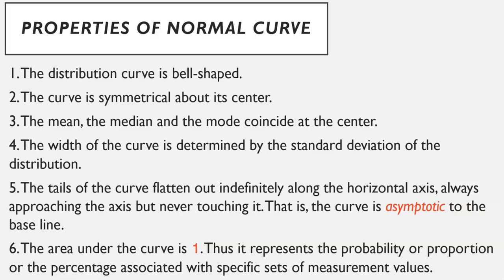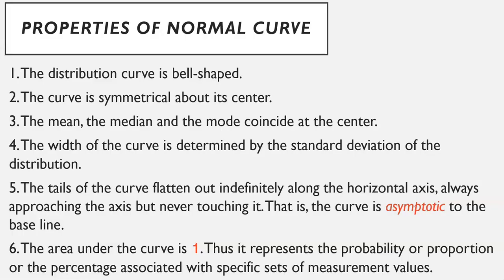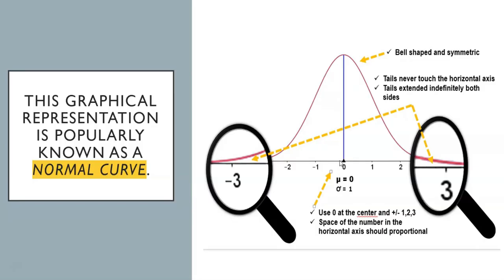Number 2, the curve is symmetrical about its center. From the center of our normal curve, we know that the right side and the left side have equal measurements. In short, they are symmetrical and they are balanced. Number 3, the mean, the median, and the mode coincide at the center. So looking at our graph again, the mean there is equal to 0, and the mean, the median, and the mode coincide at the center. They have the same value. So the mean is equal to the median, and it is also equal to the mode.